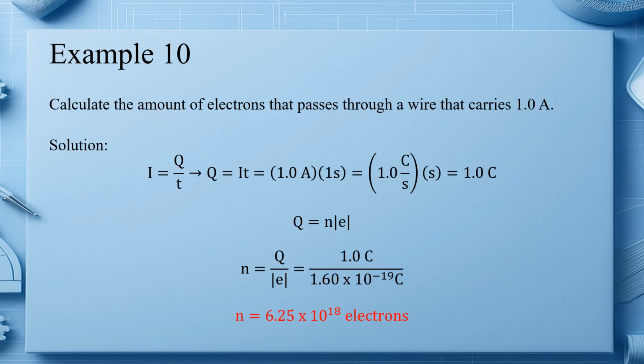Calculate the amount of electrons that pass through a wire that carries 1.0 ampere. So ampere is the unit for current. So manipulating the formula, we get Q is equal to I times T. So the charge Q, we have here 1.0 coulomb. So from there, we can use the formula Q is equal to N times the absolute value of E. So we have the number of electrons is equal to 6.25 times 10 raised to 18 electrons.